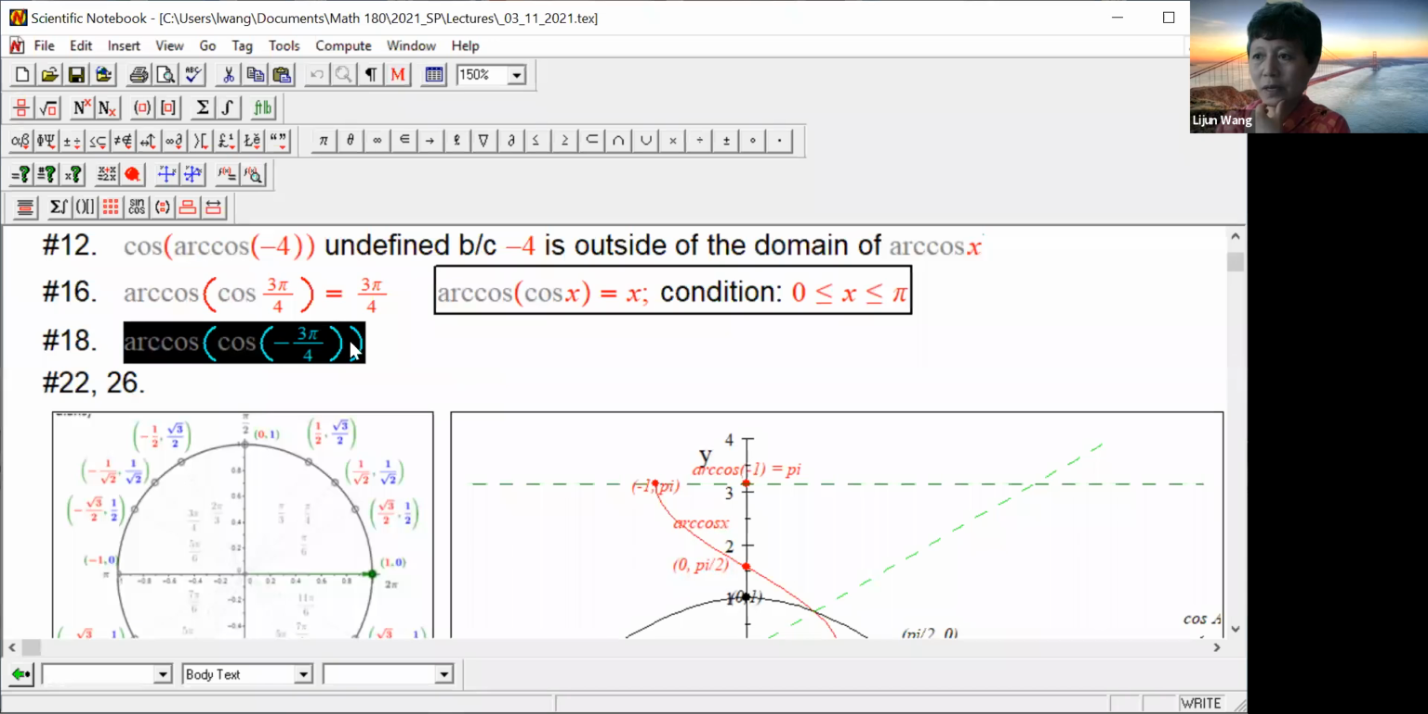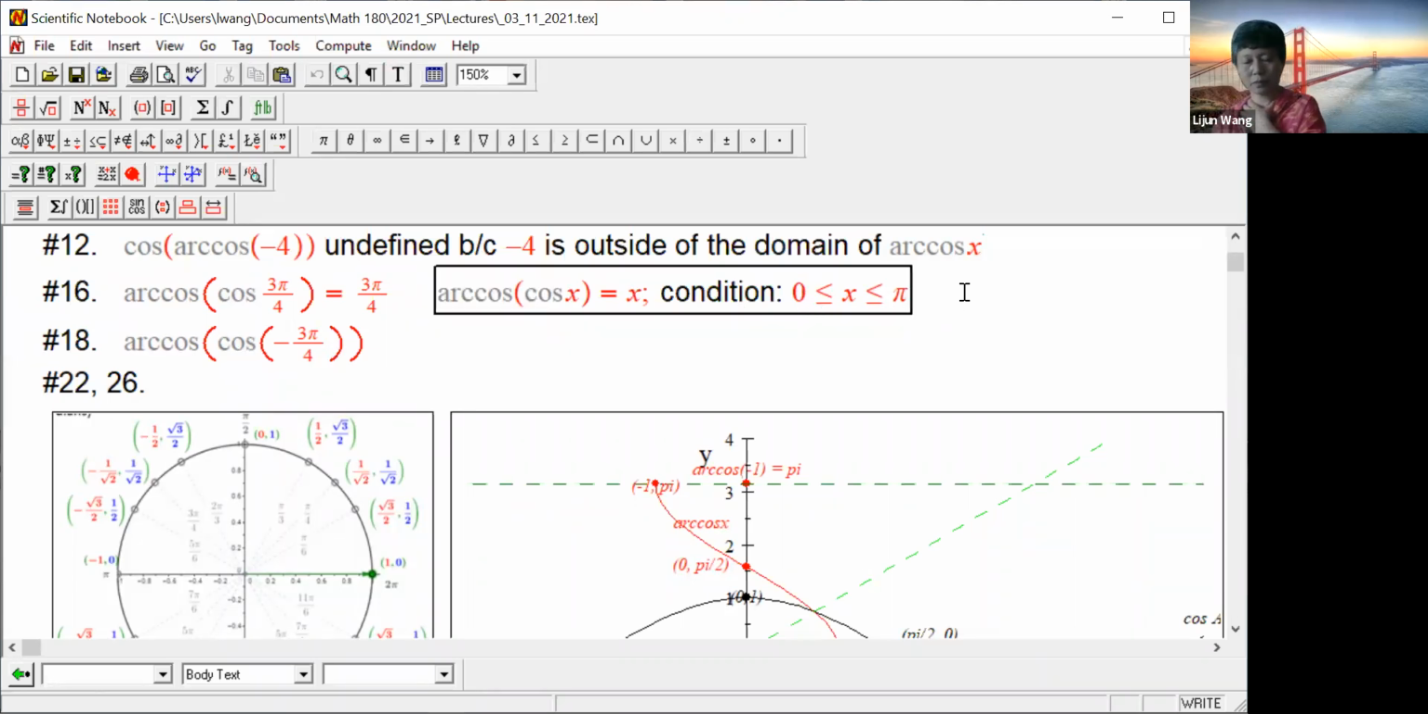What is the arc cosine of negative 3 pi over 4? Can we still apply this property? I'm afraid not, right? This is a negative angle. To satisfy this condition, it has to be between 0 to pi. Is it pi over 4? Are you guessing or do you have a reason for it? Can you show me your reason?